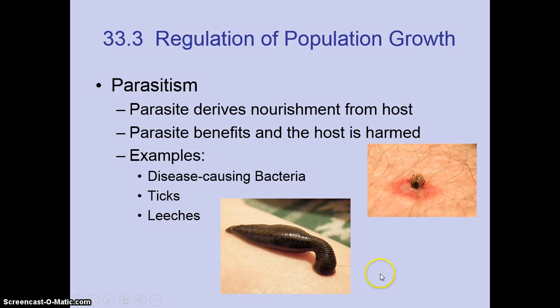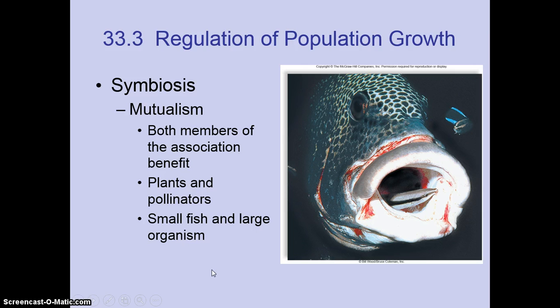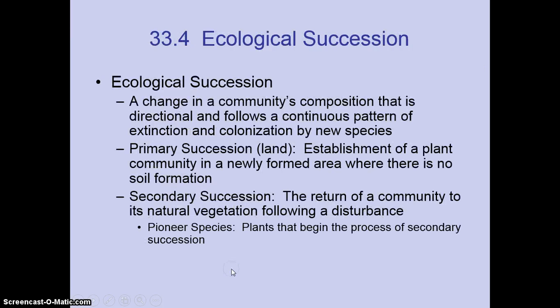Parasitism is when a parasite derives nourishment from a host, and the parasite benefits and the host is harmed, such as disease-causing bacteria, and of course we're familiar with ticks and leeches as well that are considered parasites. Commensalism is when one species benefits and the other is neither benefited nor harmed. Examples of commensalism would be the clownfish and the sea anemones, and the cattle egrets and the cows. Mutualism is when both members are benefited, such as plants and pollinators, or small fish and large organisms that live together. One gets food off of the other, and the other one gets clean because of it.